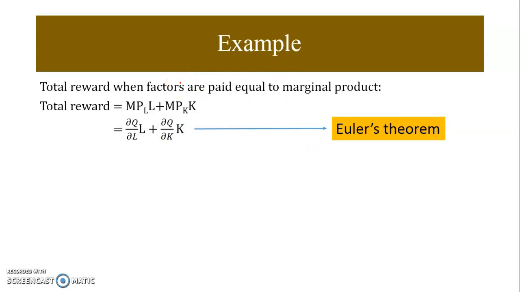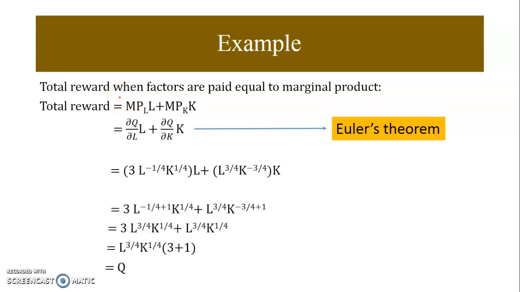So in this case, the question is saying that you have to see whether the total output is exhausted when the factors are paid equal to marginal product. Or instead of this question, the question could also have asked that you have to verify Euler's theorem. So in both cases, you have to verify this equation. So let's verify this. We have already calculated this MPL and MPK in our first part. So we just substitute the values here.